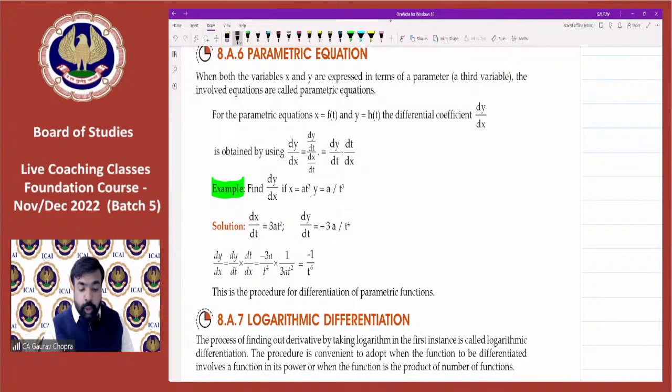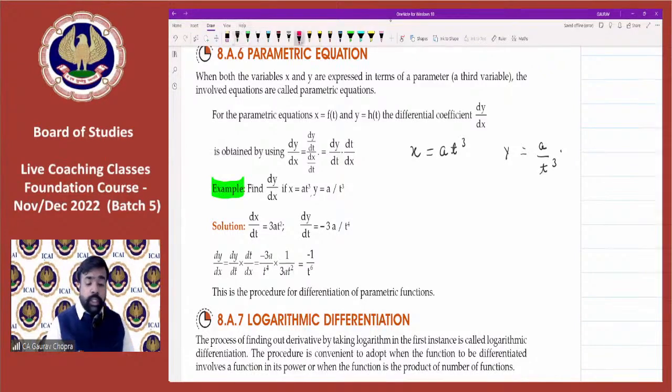Let's say this example. Find dy by dx where x is equal to a t cube. This is the first equation. And y is equal to a upon t cube. This is the second equation. And now we have to find dy by dx.